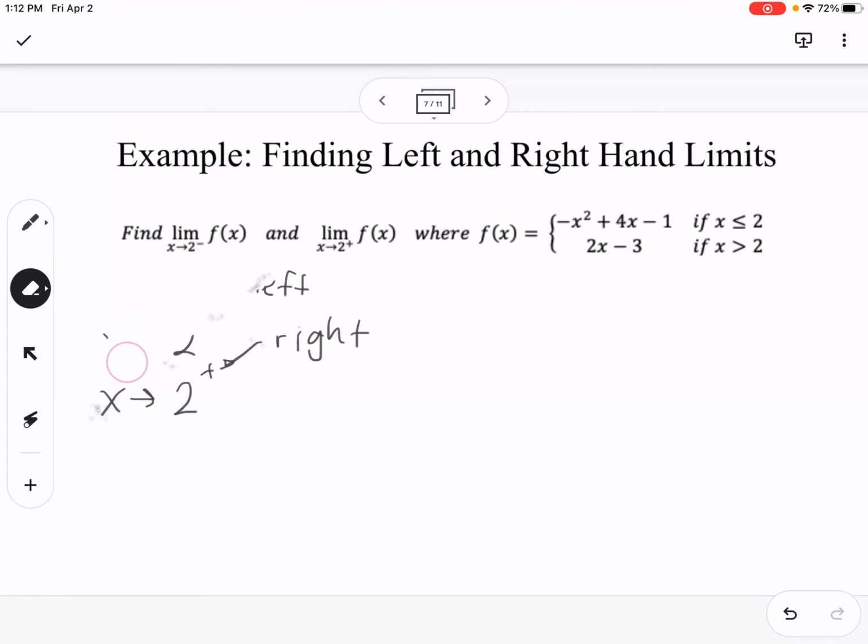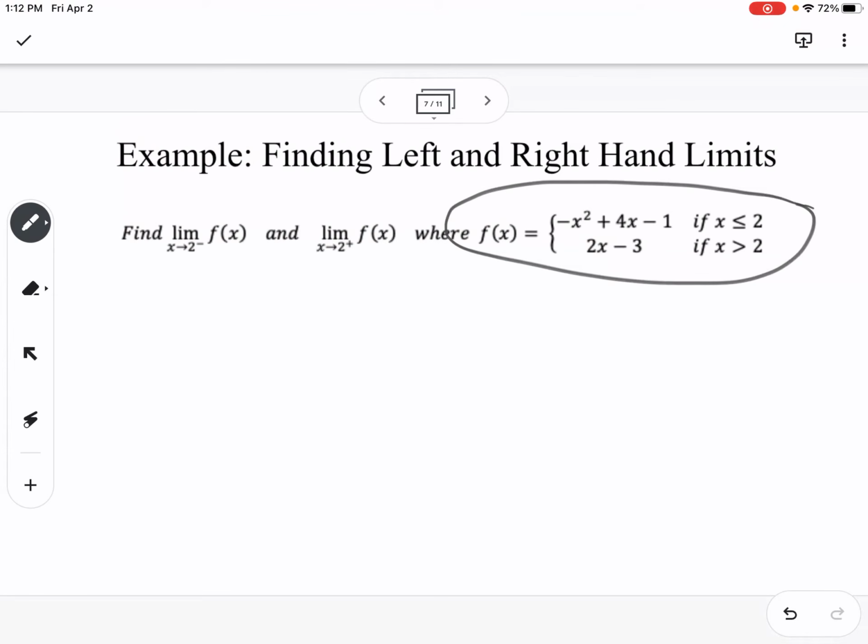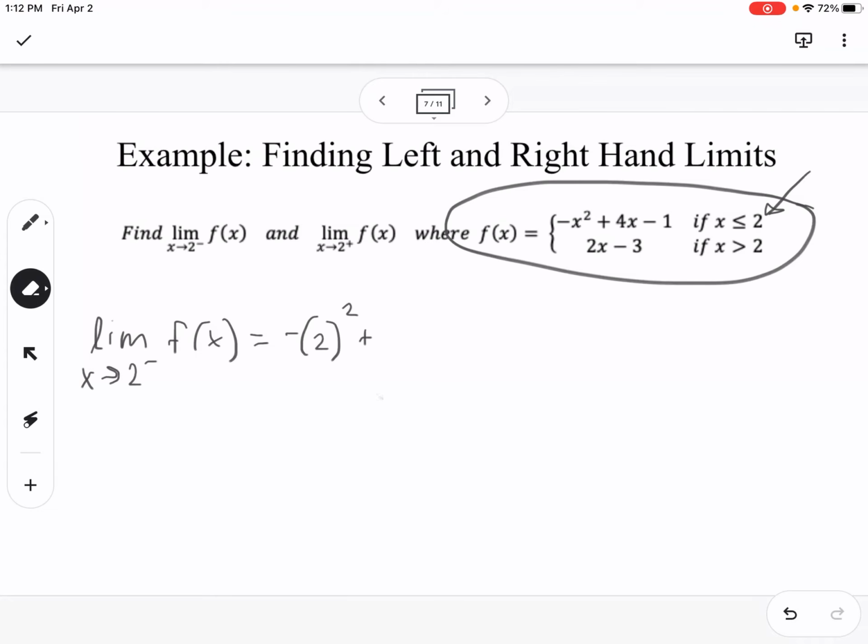Okay, so the first thing says find the left hand limit and the right hand limit, and this is our function. We're going to start with the limit as x approaches 2 from the left. Since this is a piecewise function, from the left would be x values that are less than 2, so we're going to use the top function. So we're going to say negative 2 squared plus 4 times 2 minus 1. So that'd be negative 4 plus 8, so it'd be 4 minus 1, which is 3.